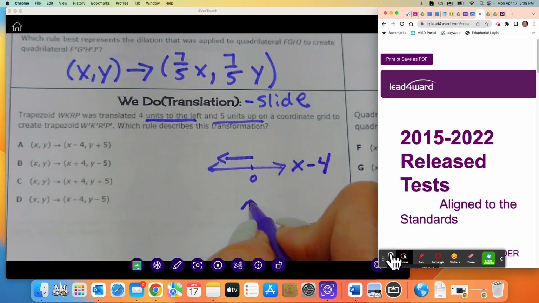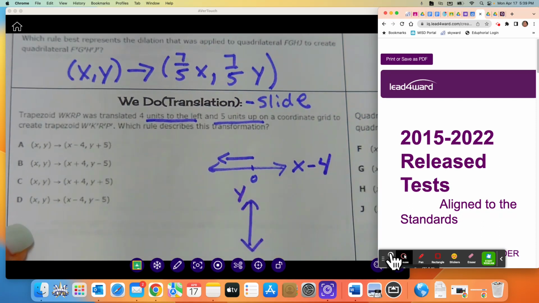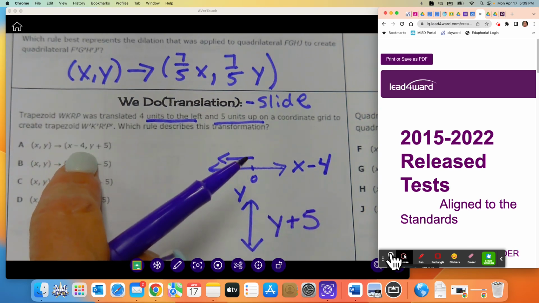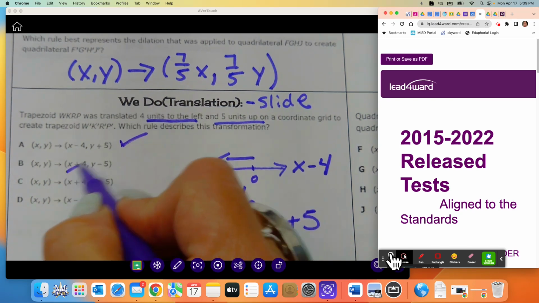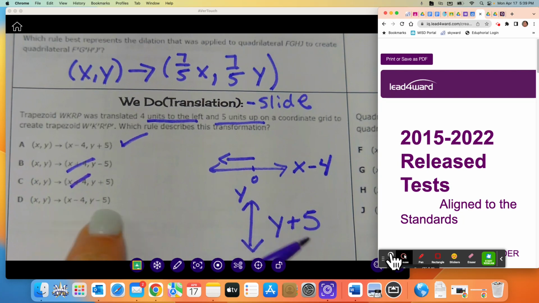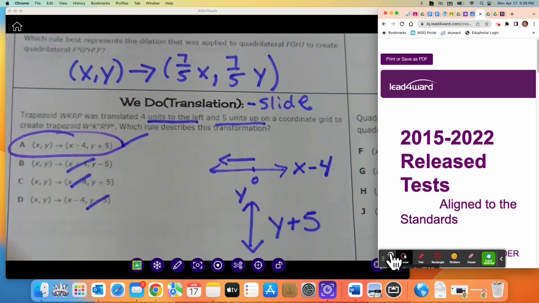5 units up, so the axis that goes up or down is the y-axis. Since we're going up, that means we're adding to the y. So y plus 5. Okay, so let's go ahead and match it. We have x minus 4, y plus 5. That matches. We have x plus 4. That's not it. We have x minus 4, but if you notice, we have y minus 5. That's not it. So the correct answer is A.